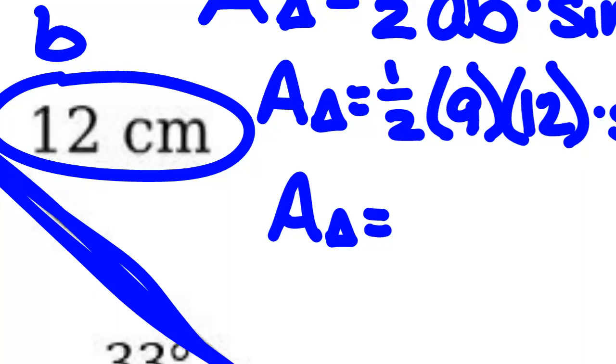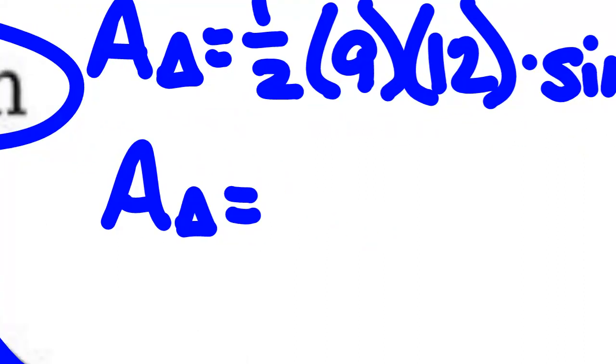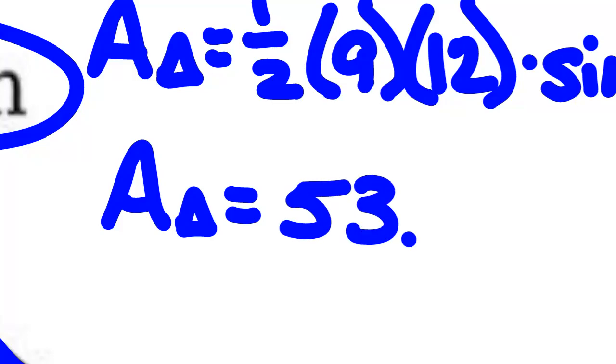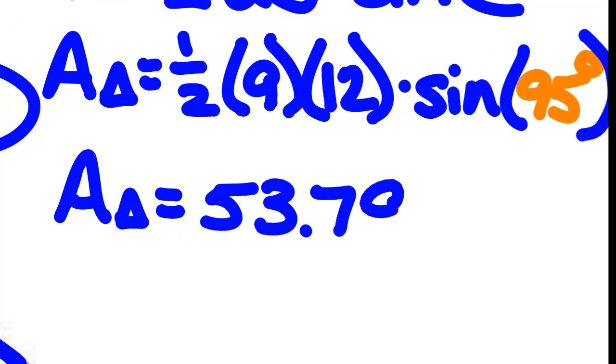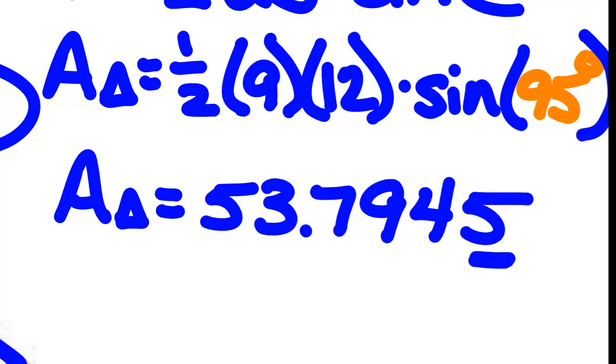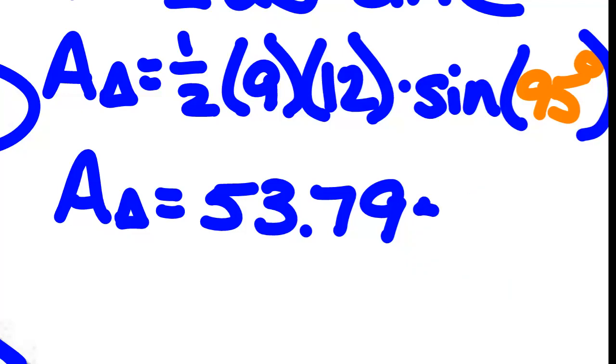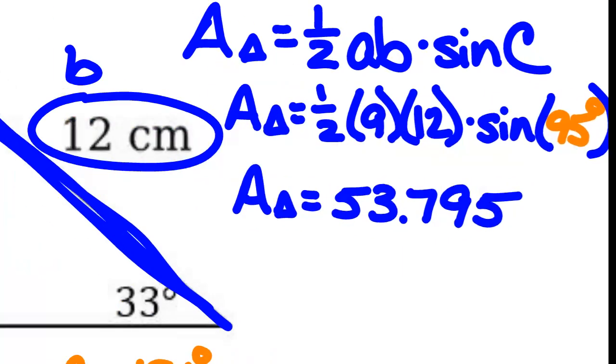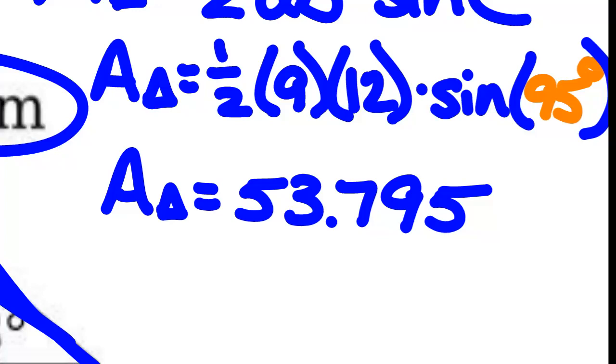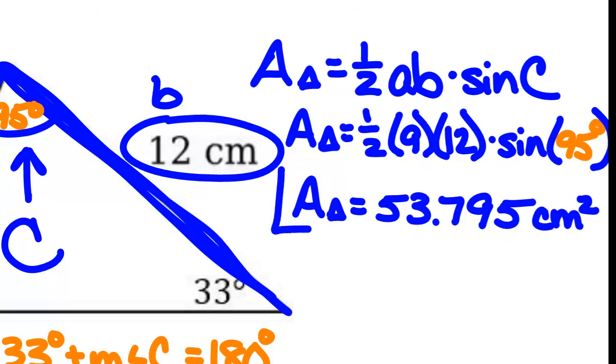What do you get when you put that into your calculator? 53.79. What are the next 2 numbers? 4, 5. This number right here, because it's a 5 or bigger, does what to the one right ahead of it? Rounds it up. So that's going to round up to a 5. And do I need units with this? What would those units be? Centimeters squared. Nice job.